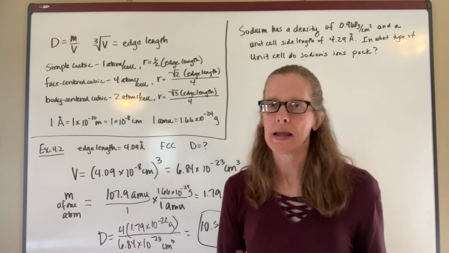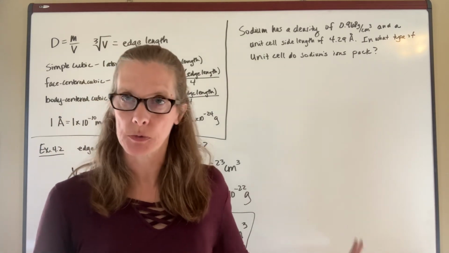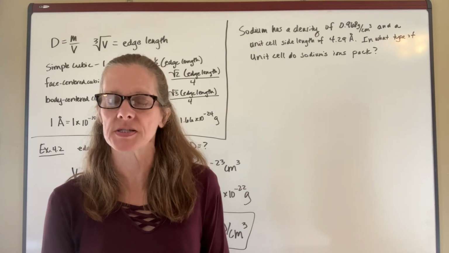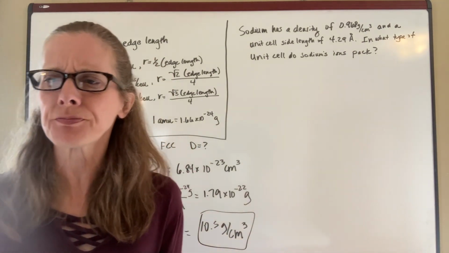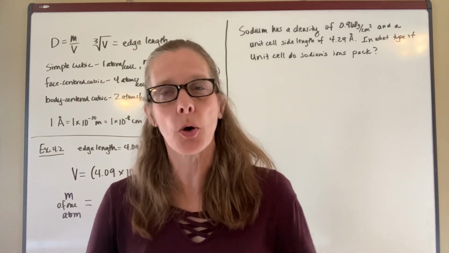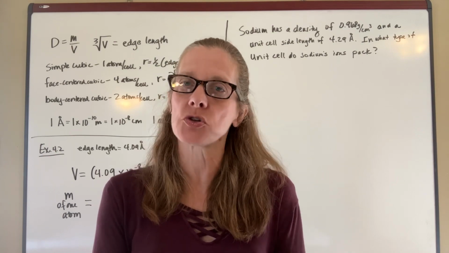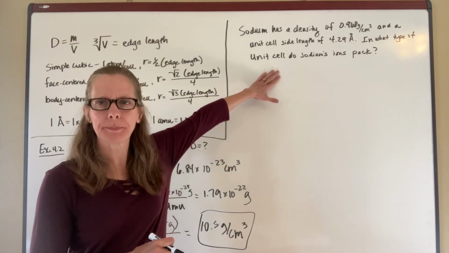Okay. Now, the other thing that you can do that is not in your book, but again, I'm going to expect you to know how to do this, so you want to make sure you take good notes on this. You can also take this kind of information and go backwards and figure out in what kind of unit cell the atoms are going to pack. So this is the problem that we're going to be working.